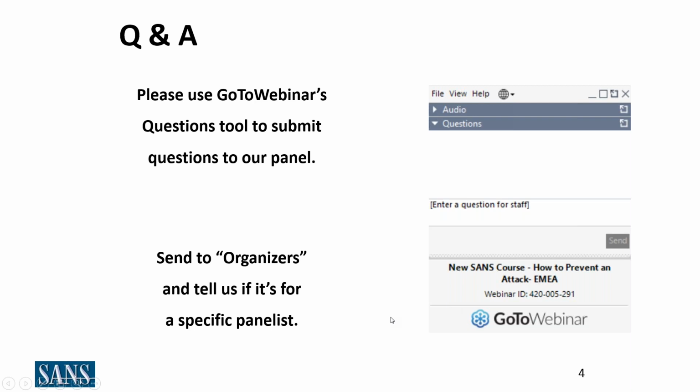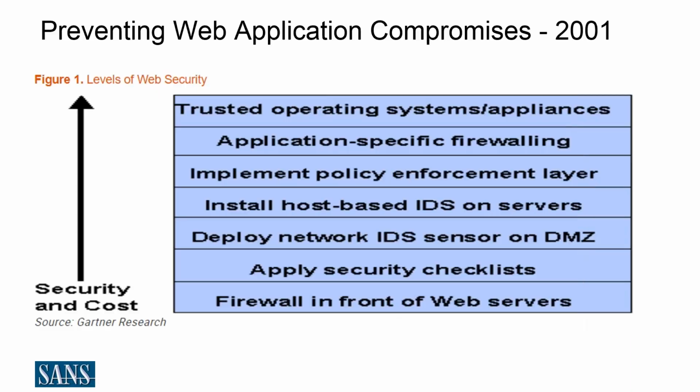So I mentioned spending almost 20 years. I guess the best physical evidence I can show you is a research note I wrote at Gartner back in 2001, laying out a layered approach to preventing what at the time we were calling web application compromises.